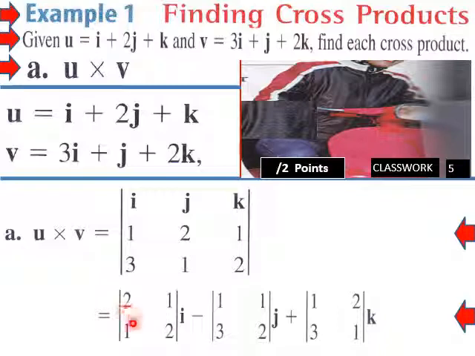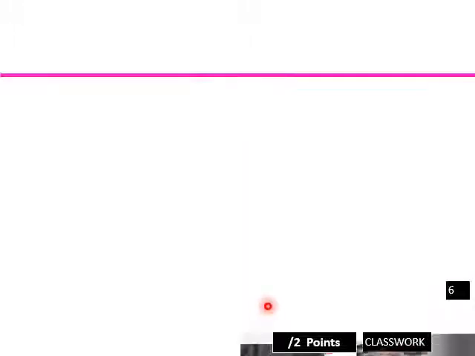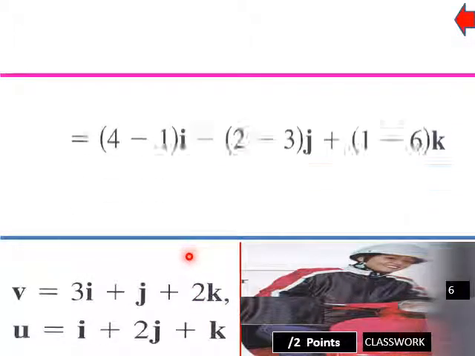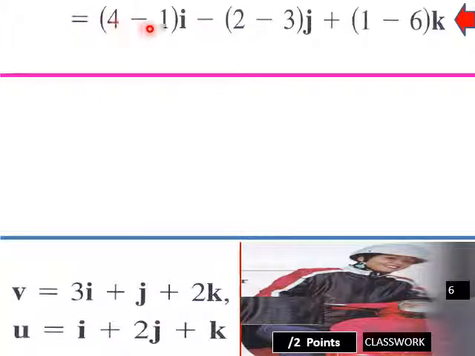So we end up with (2 times 2 minus 1 times 1) i, minus (1 times 2 minus 3 times 1) j, plus (1 times 1 minus 3 times 2) k. And that was that one. When you add those together, you should have 4 minus 1 i, minus 2 minus 3 j, plus 1 minus 6 k.